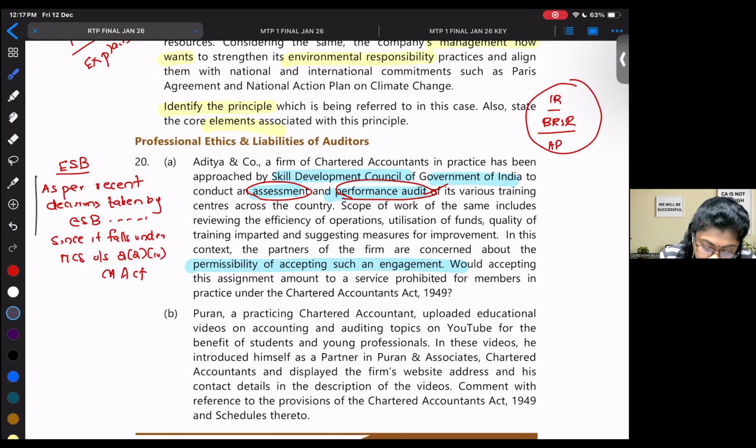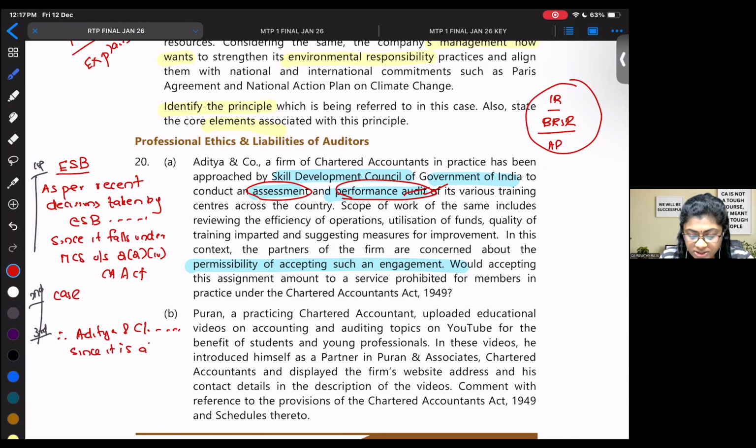Now you can write, this is the first para. Second para, you write in the given case. Third para, therefore, as a conclusion. Not guilty, guilty, that is okay, but you have to write it in a para. Therefore, Aditya and Co. can engage in the skill development performance audit since it is allowed as per ESB. Now, with the same pen itself, you just highlight what the ESB allowed. Keyword highlighting is important, not only for this, but from the first question, SQC, to highlight the main point.